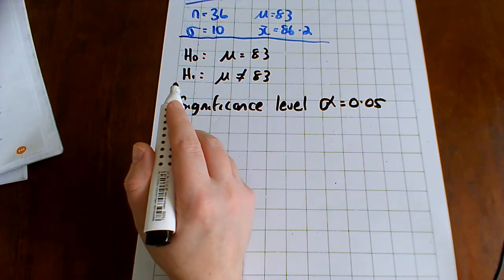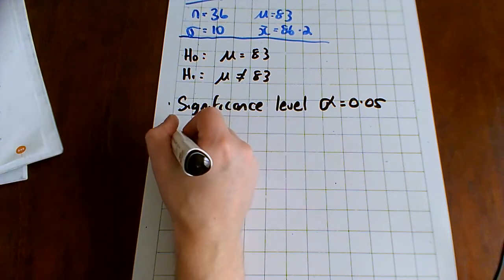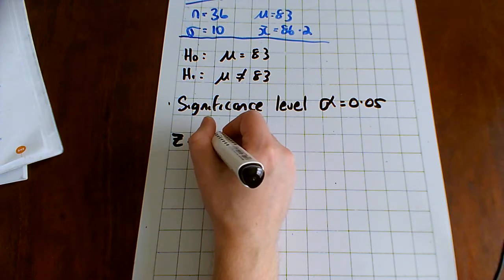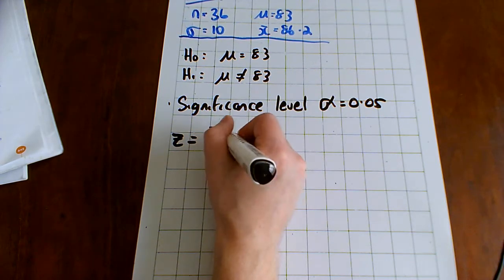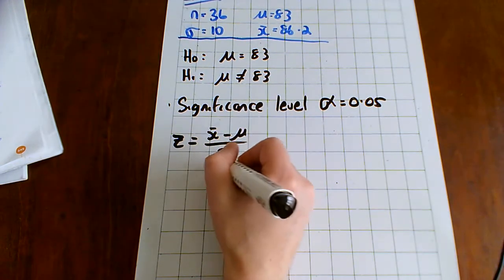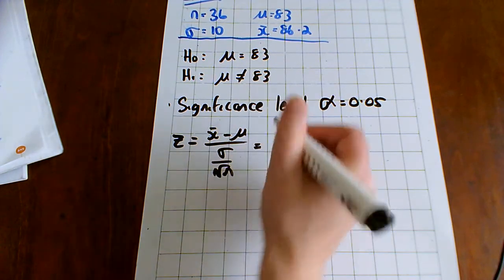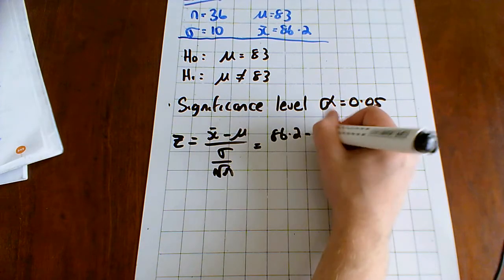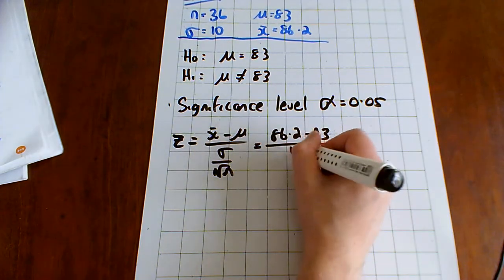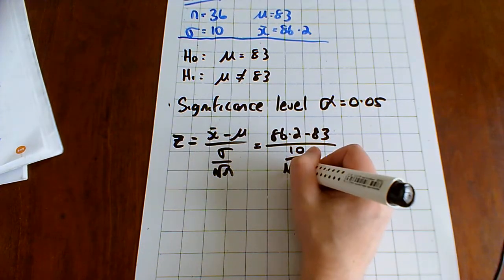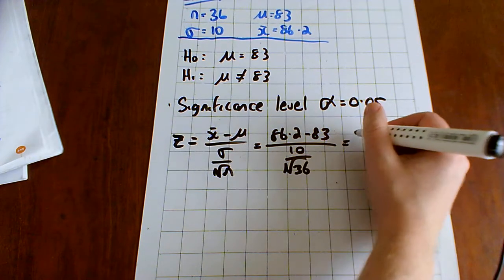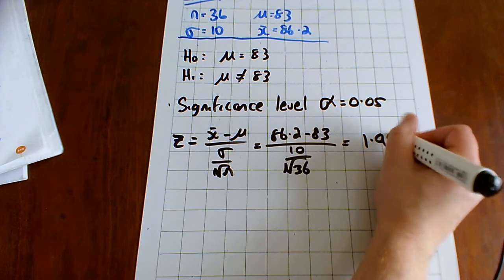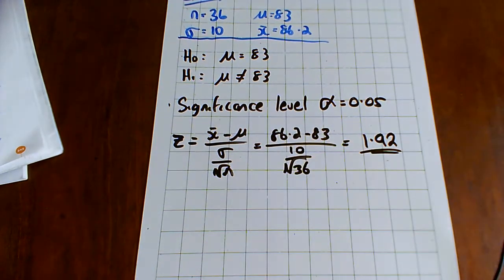Then it wants you to find your z-score. So your test statistic, your z, is equal to, again, that formula that we've been using the whole time, x bar minus mu all over standard deviation over square root n. X bar is 86.2 minus 83 all over 10 divided by square root 36. Type it into your calculator carefully, and you should get 1.92. So z is equal to 1.92.